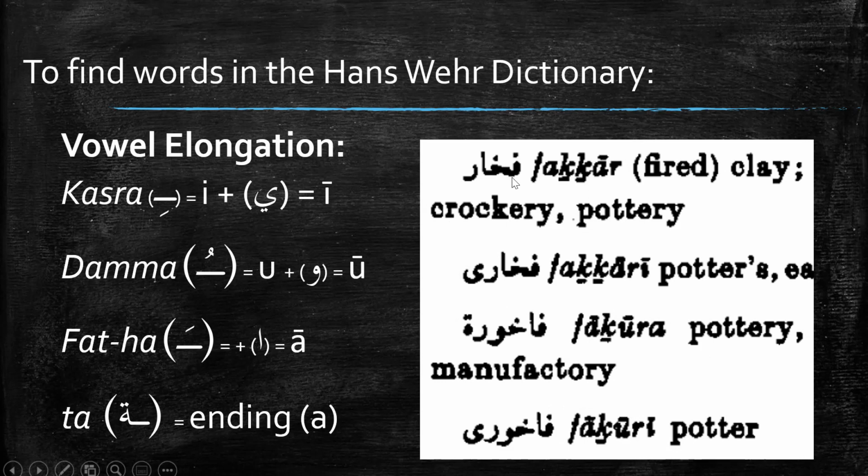Okay, our next word is fakhar. You can see here that the kha, even though in many books it is represented by KH, is represented by the simple K here. Okay, so we see fa with an A, that's a fatha.